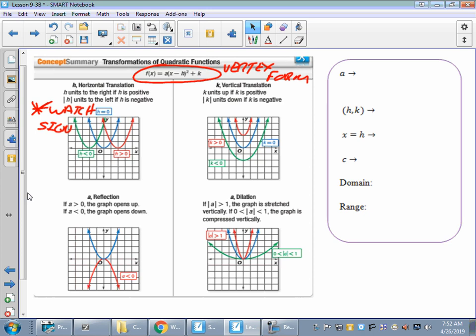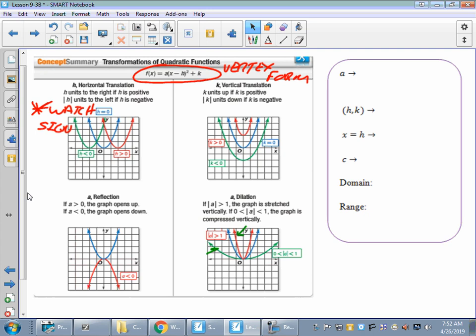And then if we have it compressed vertically, that's where it gets wider. So like this green one here, this one is definitely compressed vertically, wider, where this red one might be stretched vertically. So stretched vertically means it gets more narrow. Compressed means it gets wider. Okay? And that's based on your a value. Again, if your a is greater than 1, then it's going to make it more narrow. If it's between 0 and 1, like a fraction or a decimal, then it would be wider.